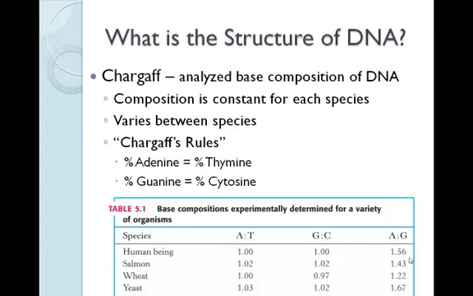He found that the base composition varies between species, but it was constant for a given species. He also found that the ratio of adenine to thymine was always 1, and the ratio of guanine to cytosine was 1. He called these ratios Chargaff's rules, and this meant that the percent adenine was equal to the percent thymine, and the percent guanine was equal to the percent cytosine. This still didn't answer the question of the structure of DNA, but it was a very helpful clue.